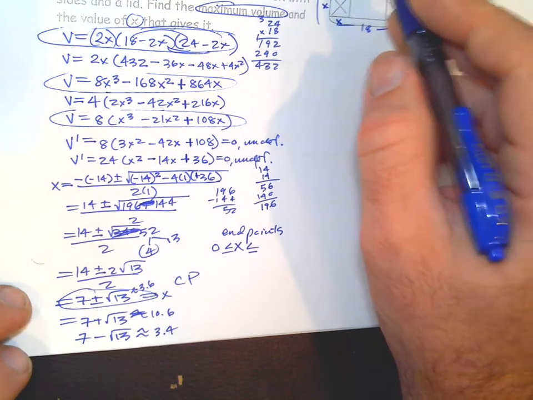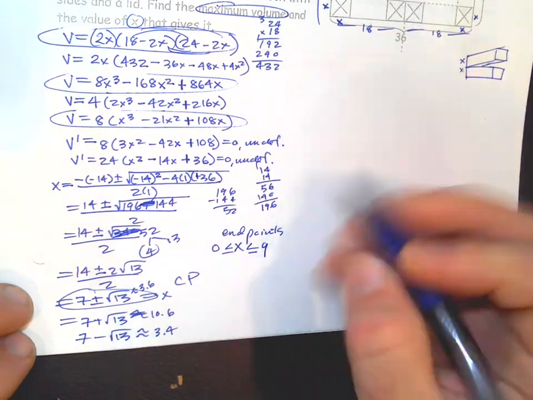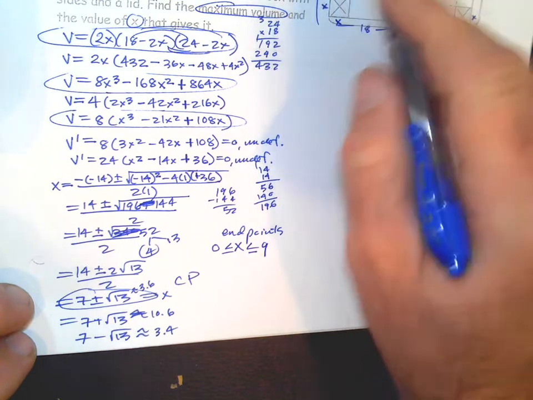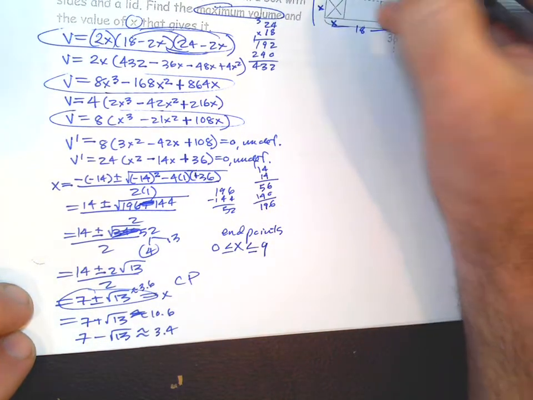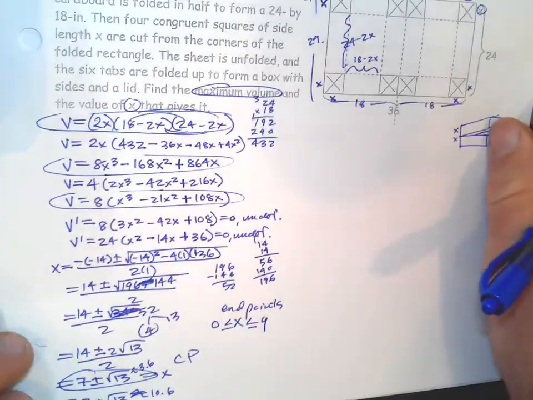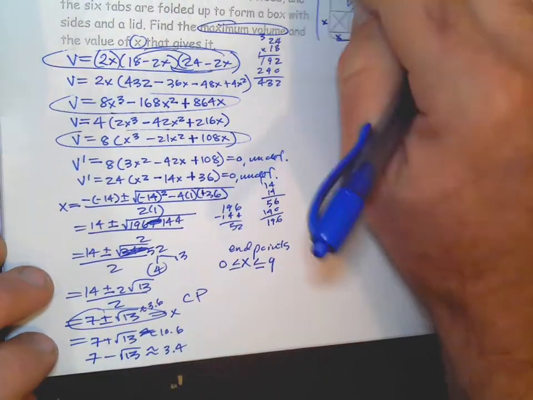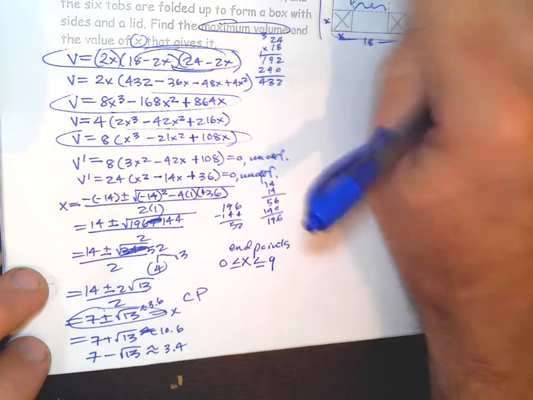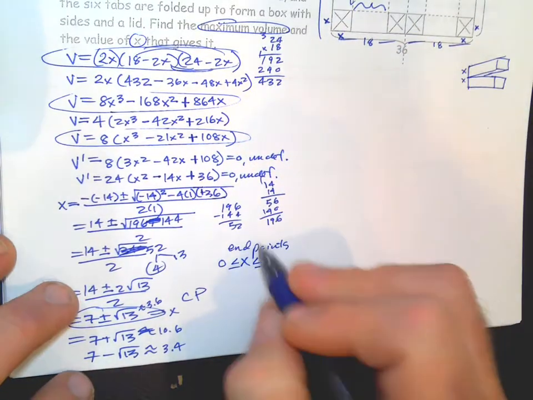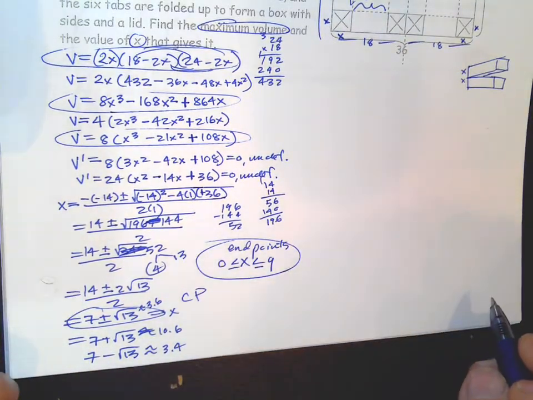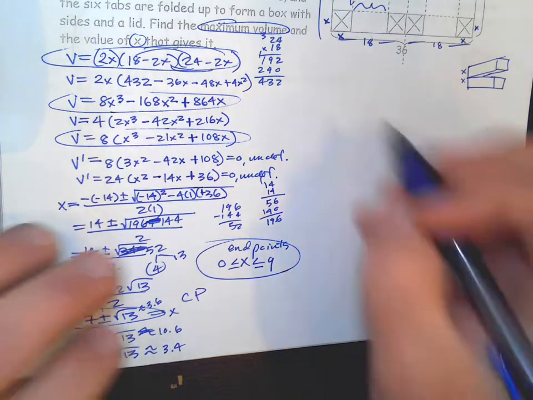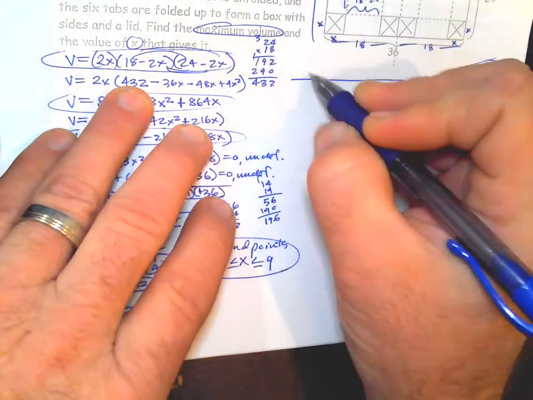Well, 9's more restrictive, right? So if it took up that whole side right there, x and x, they would split the 18 and you would get 9, right? Here you get 12, but then that makes this side end up with like negative dimensions. So those are your endpoints. So then we're going to make a table as much as possible, use extreme value theorem.